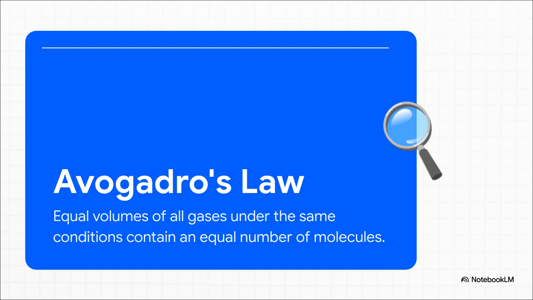It says that if you take 2 balloons that are the exact same size and you have them at the same temperature and pressure, but you fill one with super lightweight helium and the other with much heavier carbon dioxide, they will contain the exact same number of molecules. Isn't that wild? The type of gas doesn't matter at all. It's all about the space it takes up.